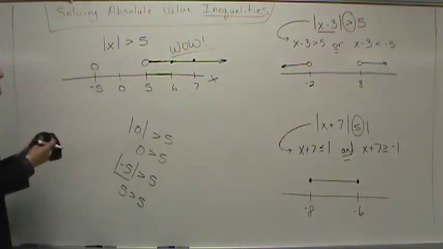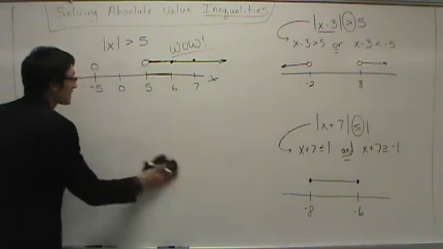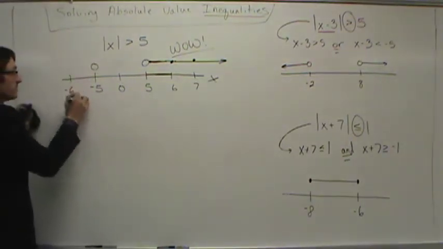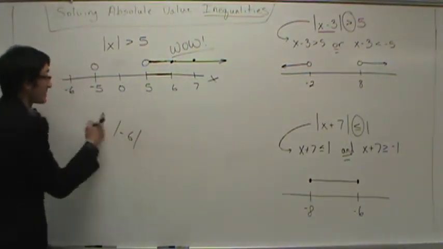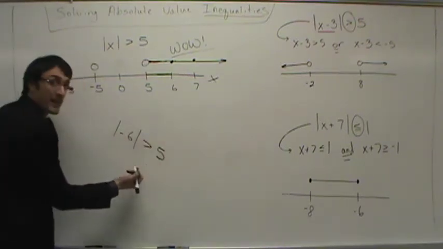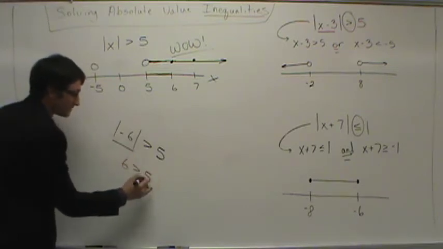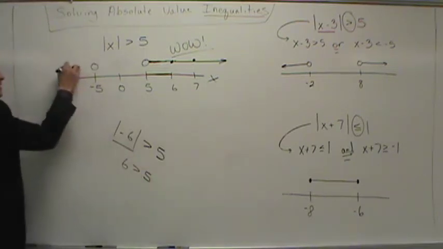Okay. What about less than negative 5? Here, let's try some numbers that are smaller than negative 5. What about negative 6? Does the absolute value of -6 make it true? Yes. The absolute value of -6, is that greater than 5? Yes, because make it positive, 6 is greater than 5. Yes, that's true. So -6 works.